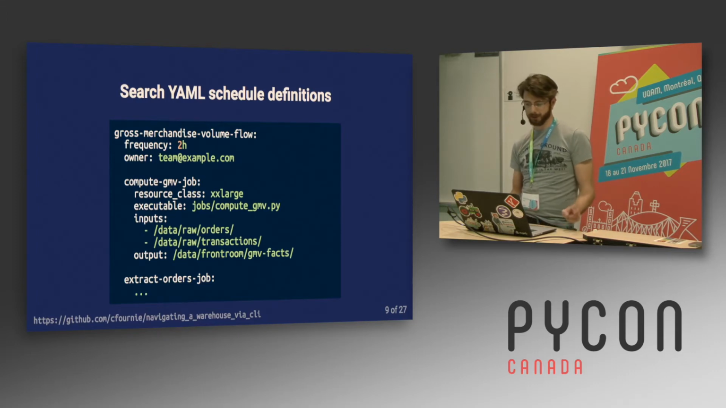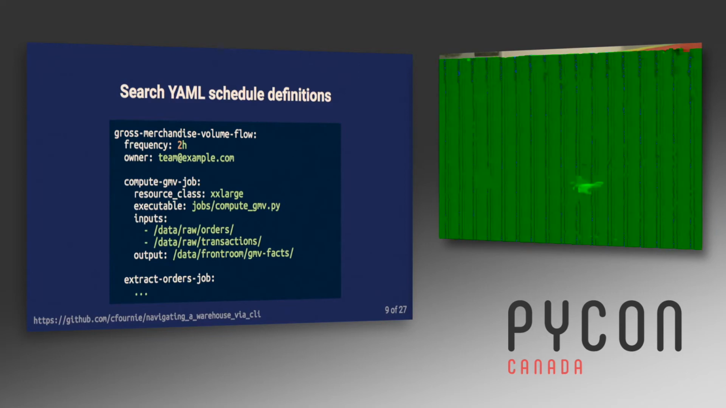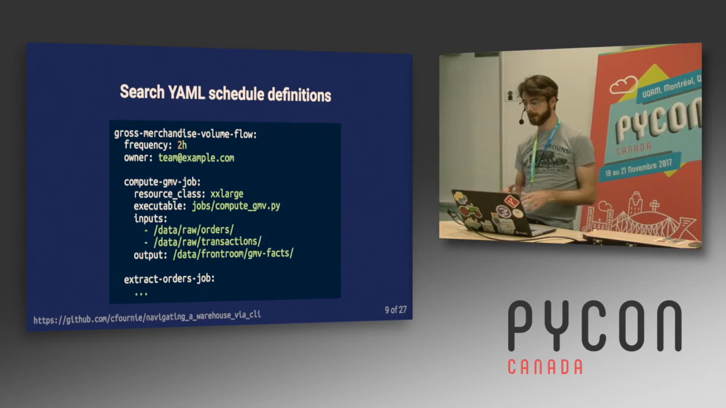There's a compute GMV job within this group. It uses a lot of resources, an XX large resource class. It's implemented by a specific Python script. It takes an orders dataset and a transactions dataset as input, and it outputs a dataset on GMV. And there are a lot of other jobs in this group that are part of this flow, for example, the extract orders job, but they're not shown for brevity.